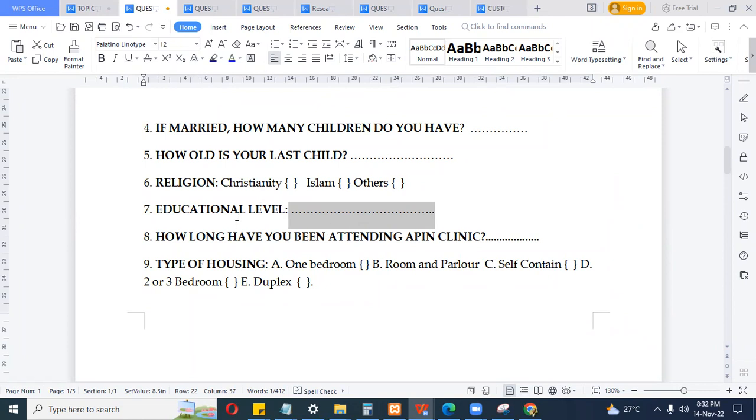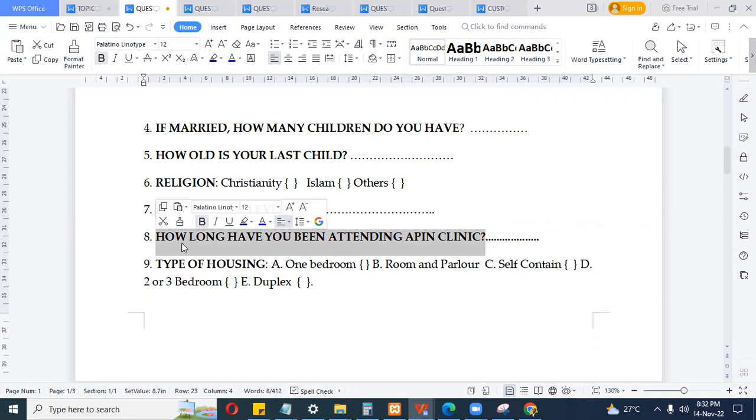But now, what of someone that doesn't understand the difference between primary and secondary? Is that how you want to categorize it? How long have you been attending the clinic? You need to give options. Are you trying to measure in weeks, years, months, or days? You don't have a standard unit for this particular parameter.